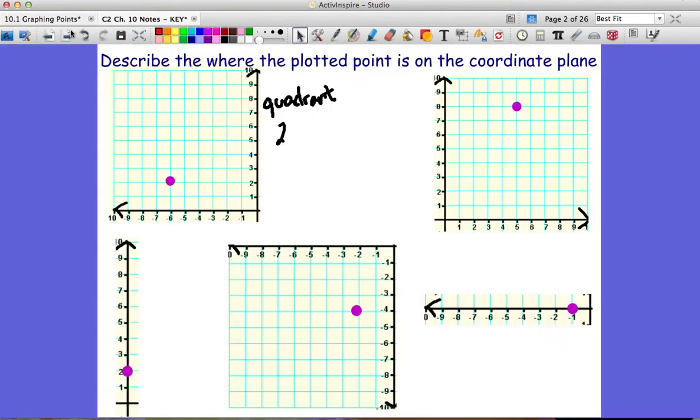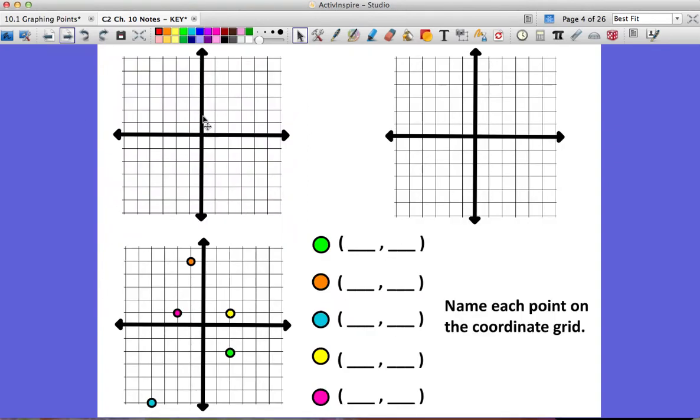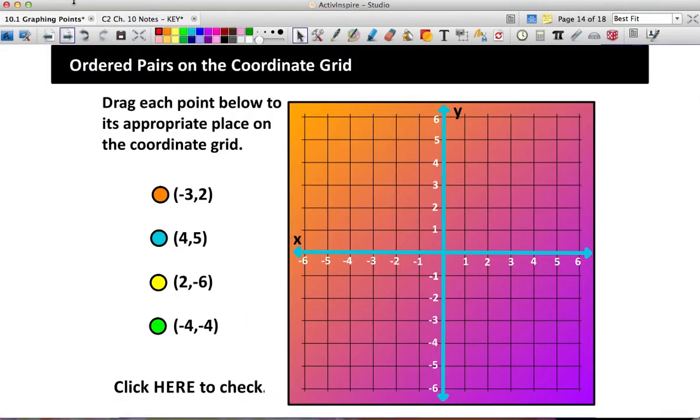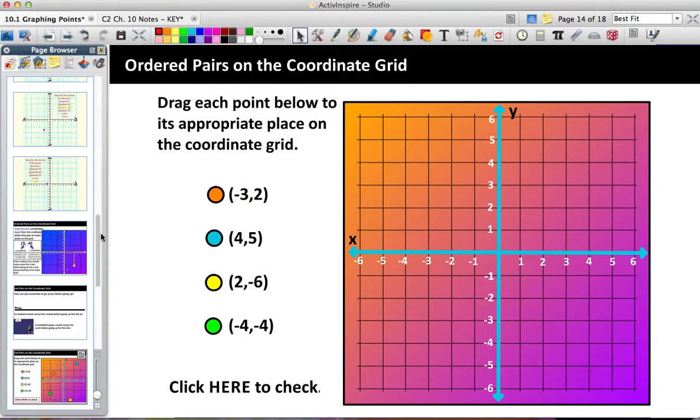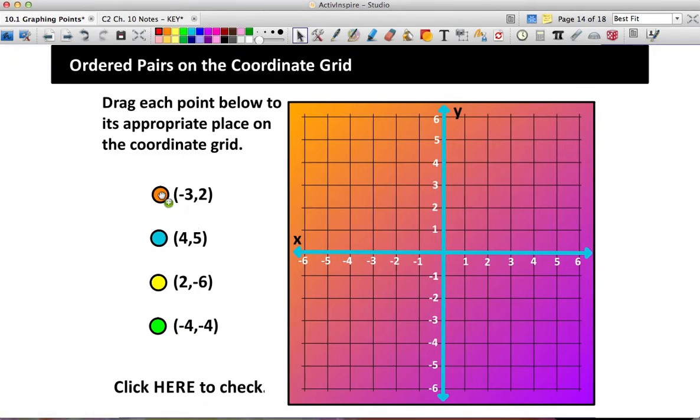All right, so again, you have these in your notes. And I want you to make sure you're plotting on the graphs. We're going to drag each point below to its appropriate place on the coordinate grid. Now I want you to take a look here. I have 2 examples where we do this, so you can do this on your 2 separate grids.